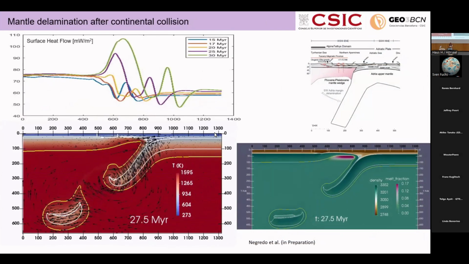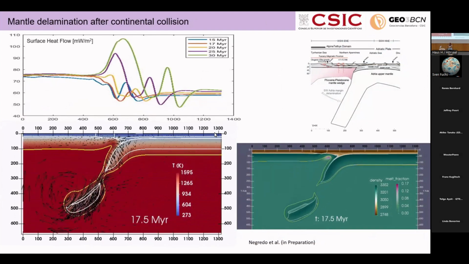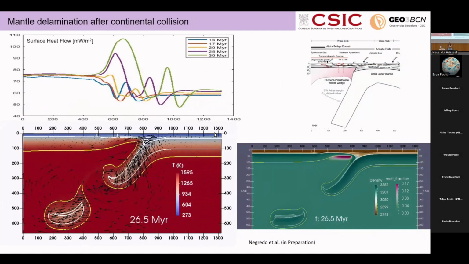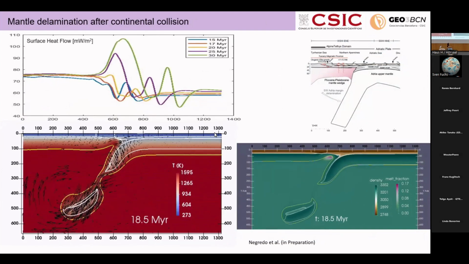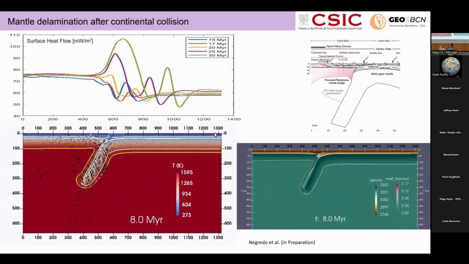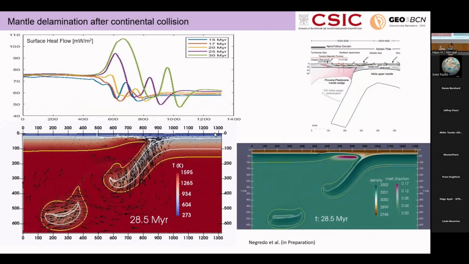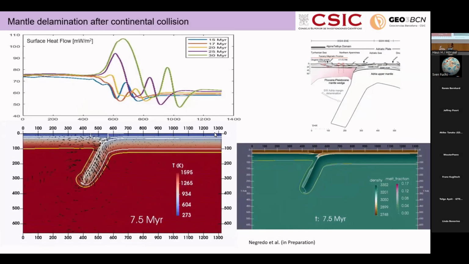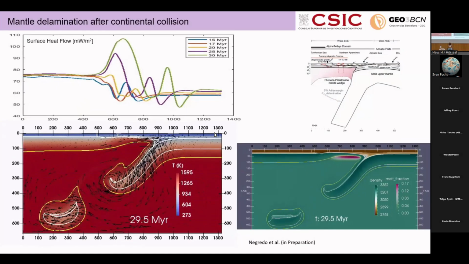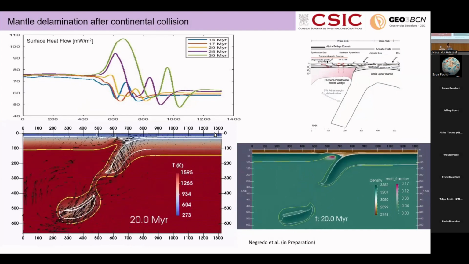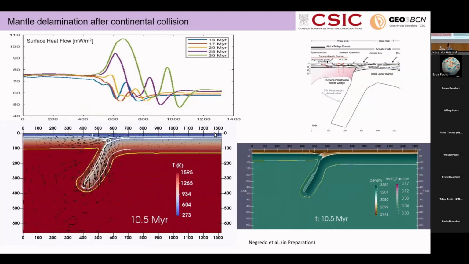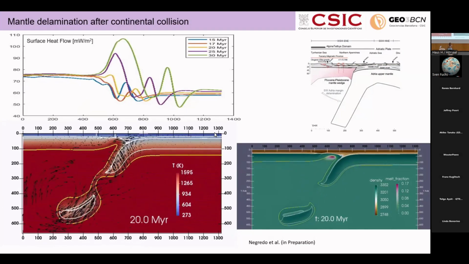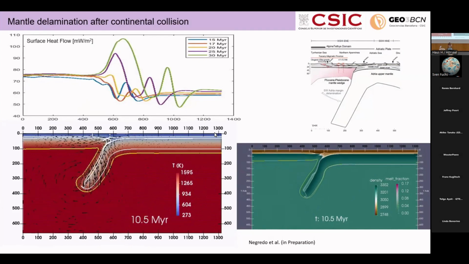In this delamination, we have sublithospheric mantle going up, the lithosphere gets thin, and this is the surface heat flow. That will be the start, and with time it gets wider, because it is a wider zone where you have this melting, because we have high temperatures in this area.